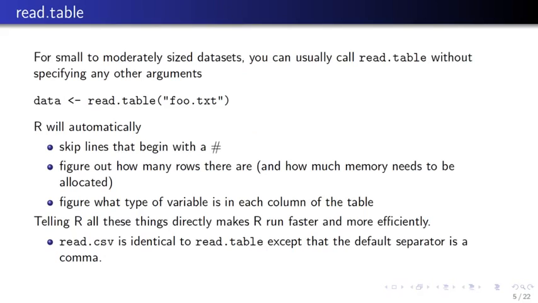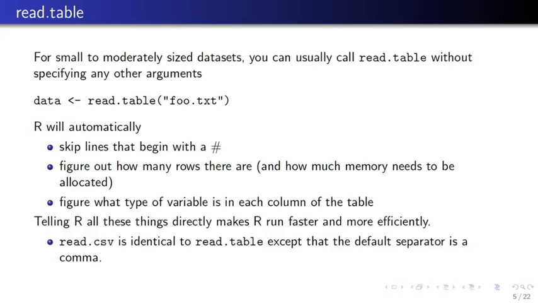So for small and moderately sized data sets, and as computers get better and better every day, the definition of small and moderate is growing. But you can usually use read.table without specifying any of the other arguments besides the file name. So you can say read.table on, say, foo.txt. This is just the name of the file, and it will automatically figure out what the classes of the different columns are. It will figure out how many rows there are, etc. So you don't have to specify any of that information if you don't feel like it.